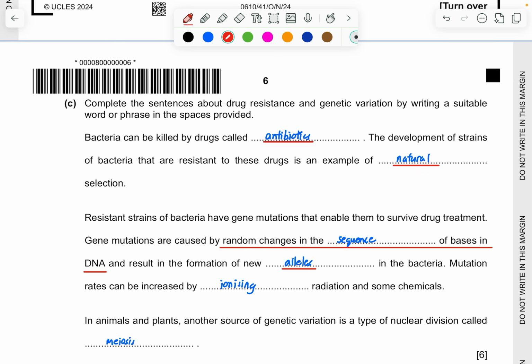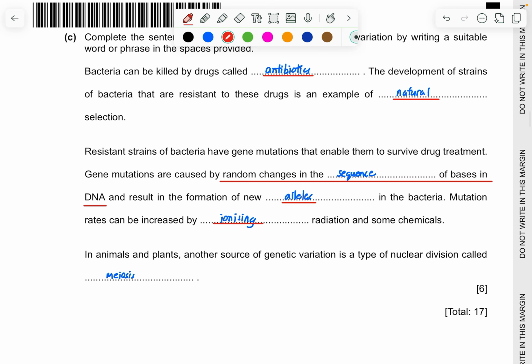Mutation rates can be increased by ionizing radiation. So ionizing radiation is quite straightforward. Anything that can be very ionizing, like X-rays, gamma rays, okay? And in animals and plants, another source of genetic variation is a type of nuclear division. They tell you it's a type of nuclear division called meiosis, and not mitosis, because they ask you for genetic variation. In order to have variation, you must undergo meiosis, all right?